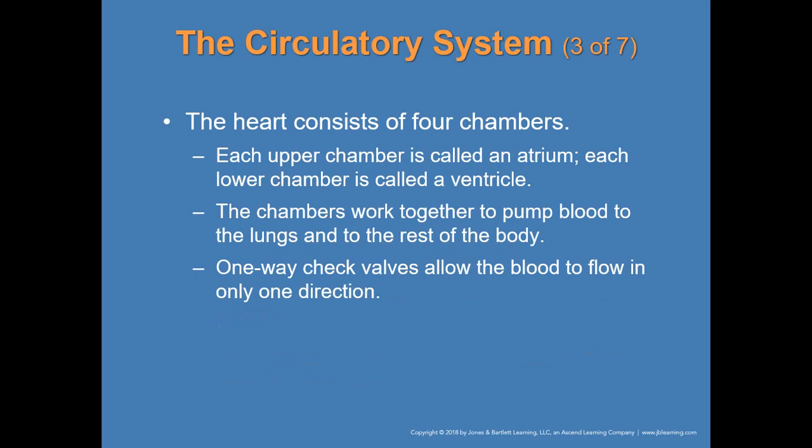Right. So the heart, it consists of four chambers. You've got two atriums and two ventricles. Right. So from here, blood comes in the right atrium and it drops down the right ventricle. From there, it goes to the lungs. Right. From the lungs, it comes back into the left atrium, down into the left ventricle, and then from the left ventricle, it gets pumped through the rest of the body.